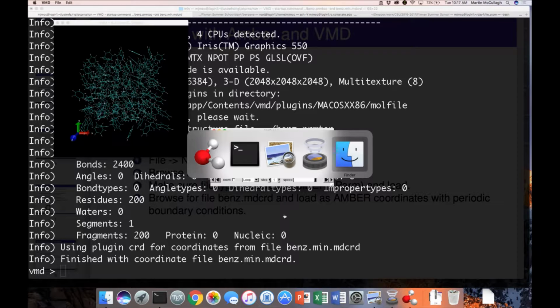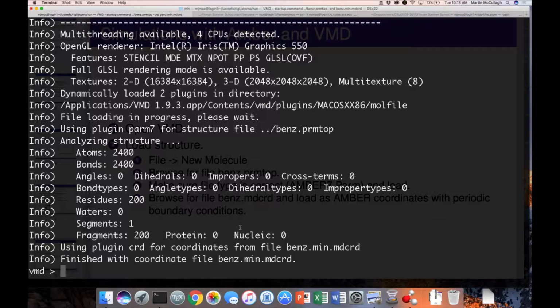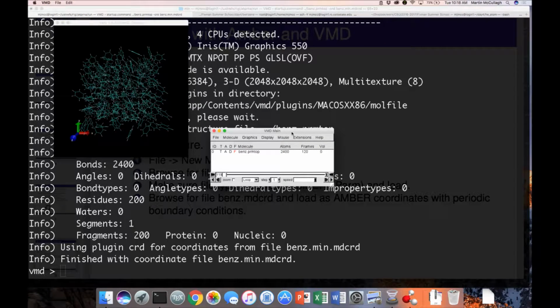So I did it from the command line. If you don't remember how to do that, you can just open VMD, go to Files and Molecule, and then in the examples folder, load in the benzene PRMTOP, and before you close anything, before you close the load, then you can load in the min folder benz.min.mdcrd, this file. And it should look like this.